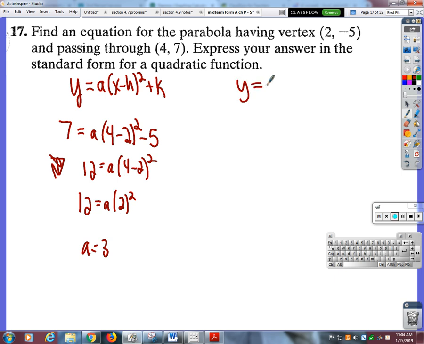All right, so now we know that y equals 3 times x minus 2 squared minus 5 is the vertex form of the parabola. But they would like for us to write it in standard form. So that means I'm going to FOIL out the x minus 2 first. So I'm going to rewrite that as x minus 2 times x minus 2 instead of x minus 2 squared.